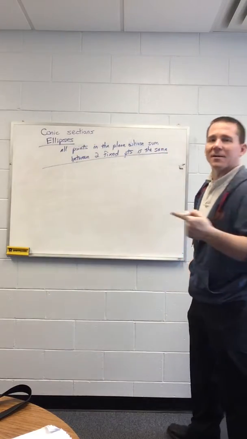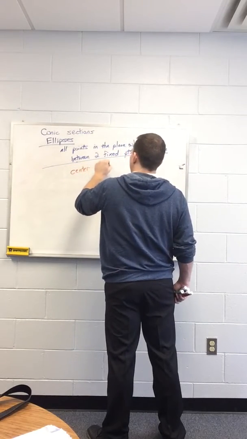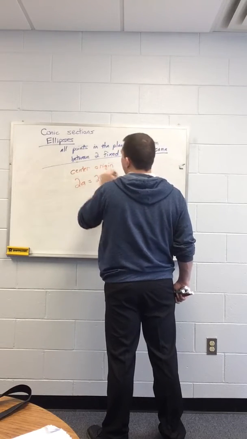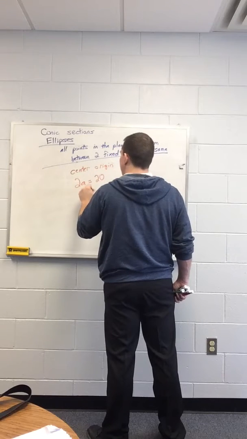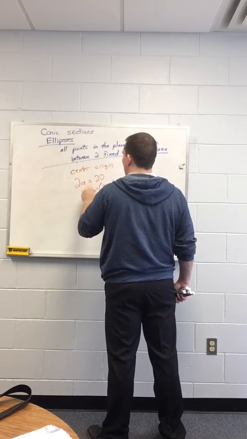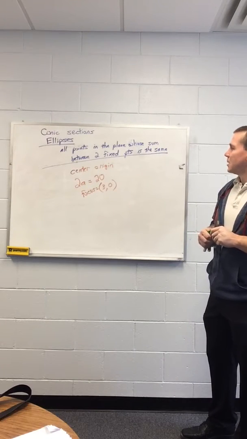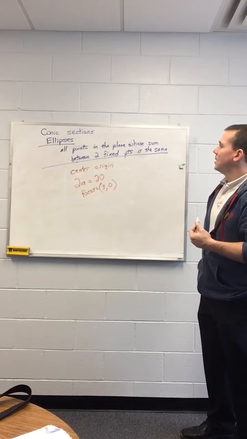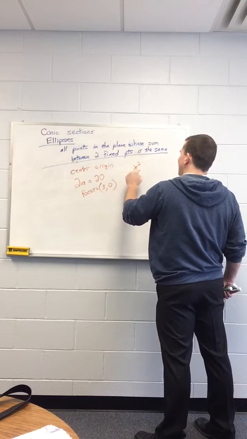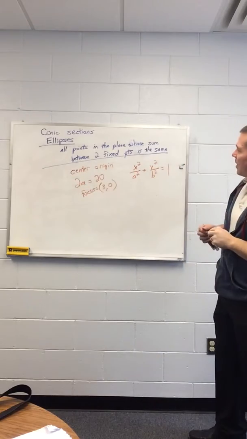So, first off, suppose I tell you I have an ellipse centered at the origin. 2a, the major axis, is equal to 20. And one of the foci is at 3, 0. So a focus is at 3, 0. Graph the ellipse. Find the equation. Well, let's see. We know the equation is x squared over a squared plus y squared over b squared equals 1. And now we fill in.